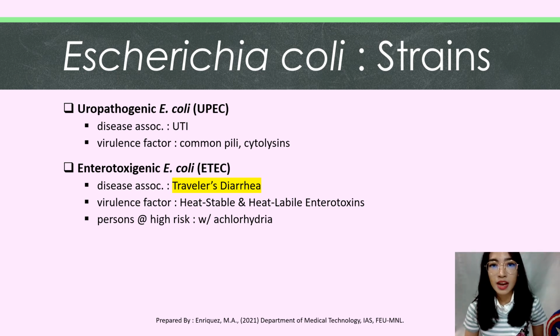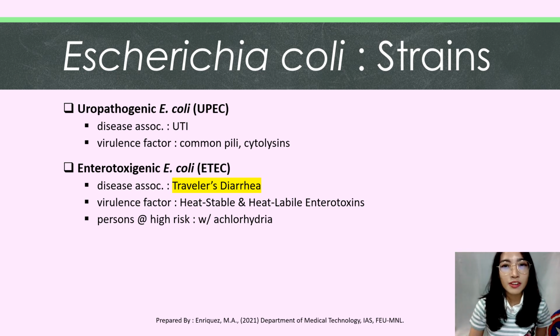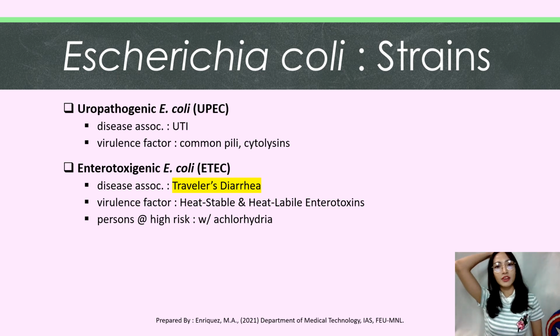The preferred habitat of ETEC in the human body is the proximal region of the small intestine. So also take note that people who are suffering from achlorhydria are the population who are most at risk to acquire infection from the ETEC strain. So, i-define muna po natin yun, no? What is achlorhydria? So, this is the absence of hydrochloric acid in the stomach.